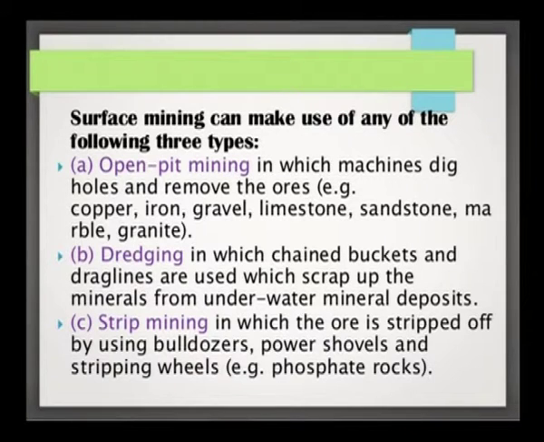Surface mining can make use of any of the following three types. You have open pit mining, in which machines dig deep holes and remove the ores. This is done in cases for copper, iron, gravel, limestone, marble and granite. Dredging is the kind where chain buckets and drag lines are used, which scrap up minerals from underwater mineral deposits. Strip mining, in which the ore is stripped off by using bulldozers or power shovels and stripping wheels. This is done for phosphorus and phosphate rocks.